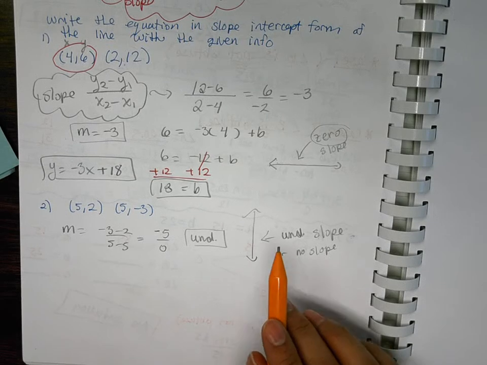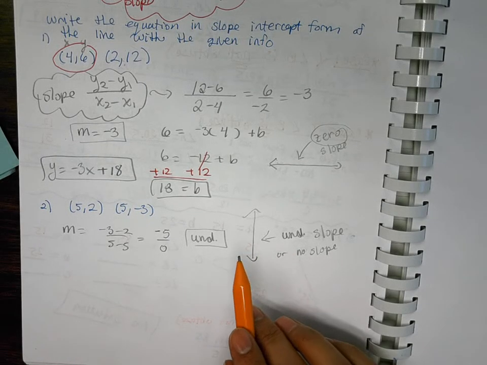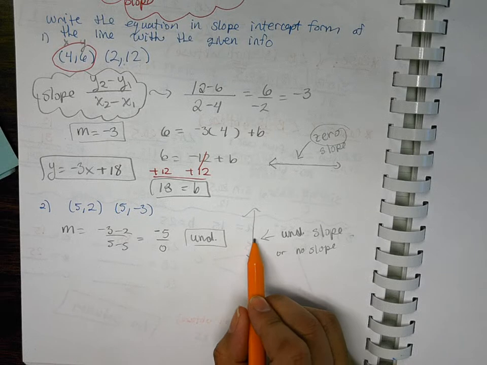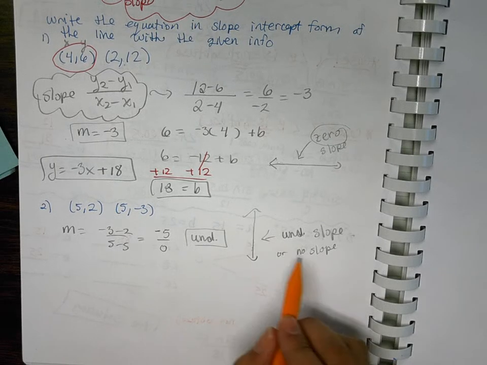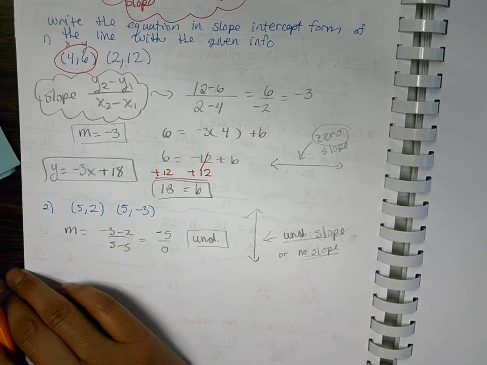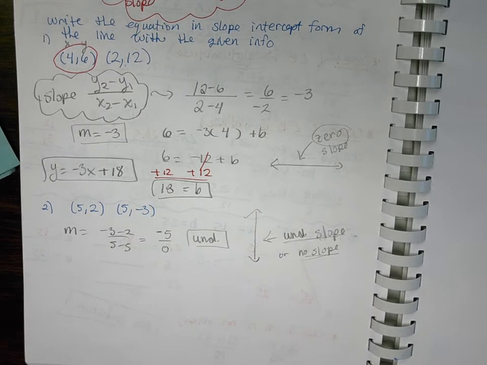Can we, as normal human beings with no special shoes, no special Hollywood powers, walk up the side of a building? No, we cannot. Undefined or no slope. That was Claire that said yes? No.